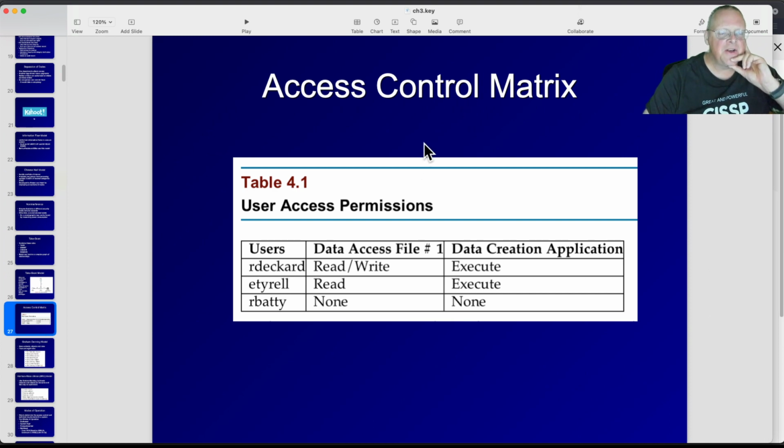And there's an access control matrix for user control provision. And this begins to look quite a bit like Microsoft Windows access control list. So you have users, and here's what they can do with this file, and here's whether they can create something. These persons can create things by executing the data creation. This person cannot create things.